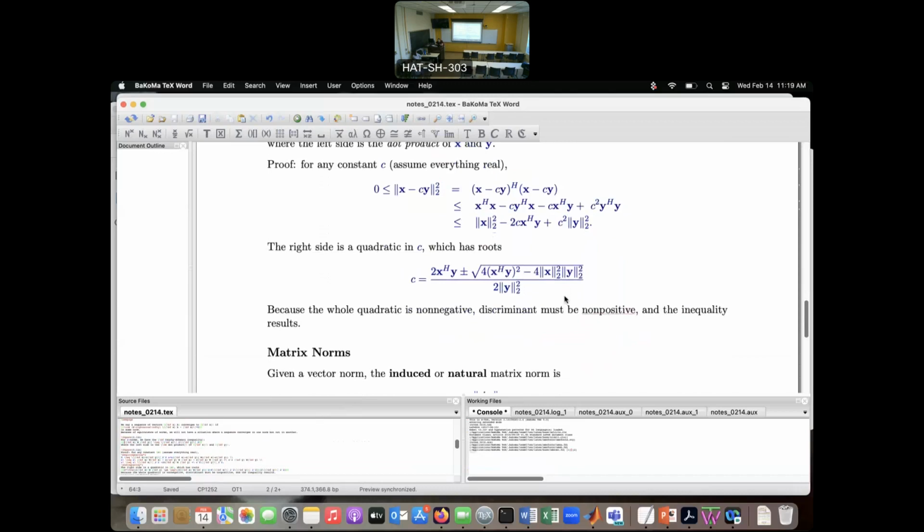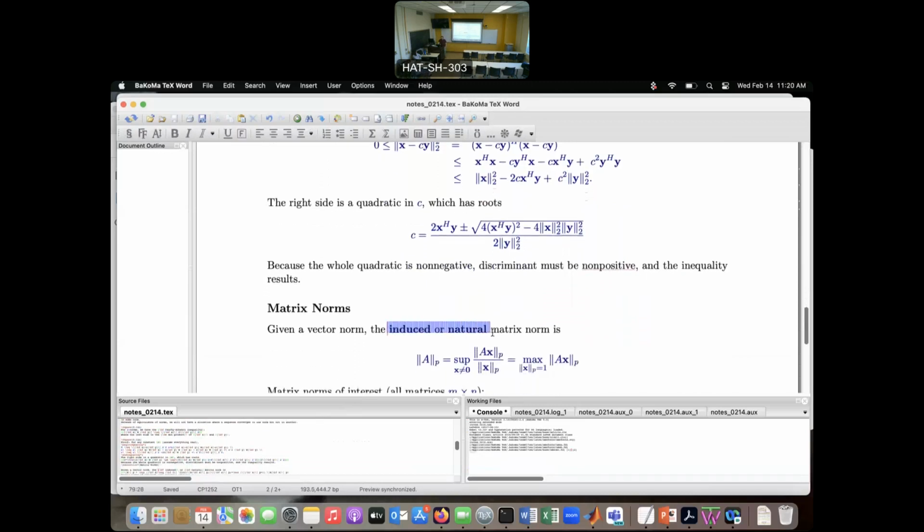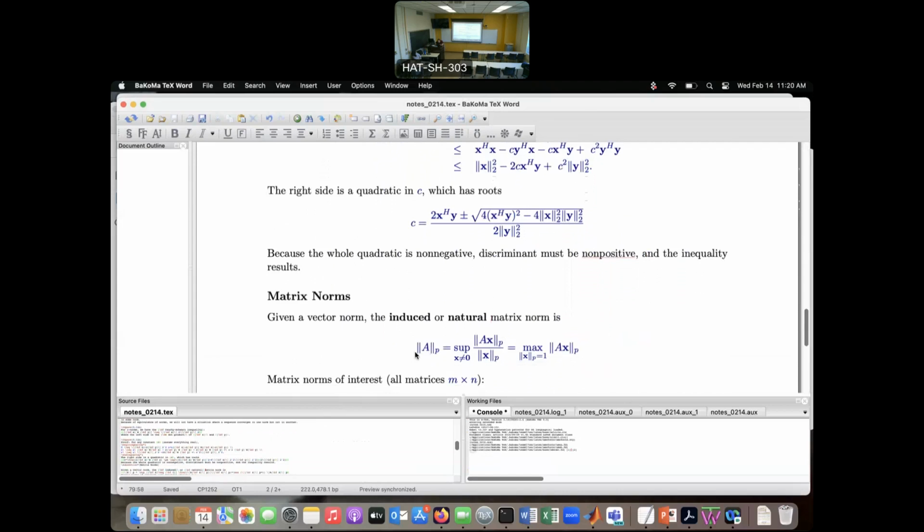Now we need to have a notion of the magnitude of a matrix. And it's not as straightforward as taking the matrix, rearranging it into a vector, and taking the norm of the vector. It doesn't work that way. We have what's called an induced or natural matrix norm that's defined in terms of a vector norm. So if I have some vector norm, like one of the p norms, the norms in this fraction here are vector norms.